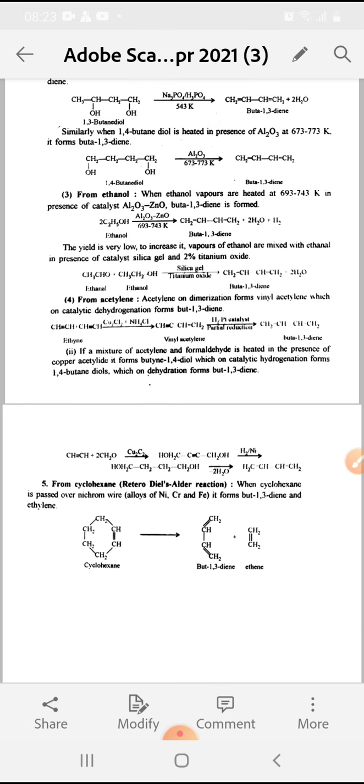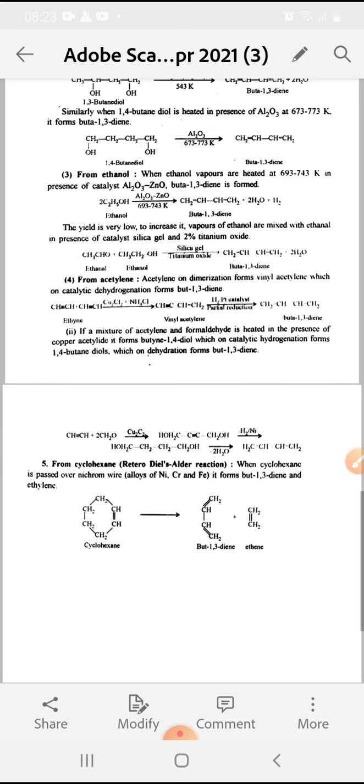Acetylene on dimerization forms vinyl acetylene, which on catalytic dehydrogenation forms buta-1,3-diene. So here we see that acetylene on reaction with Cu2Cl2 and NH4Cl forms vinyl acetylene, and this vinyl acetylene undergoes partial reduction in the presence of hydrogen and platinum catalyst and gives buta-1,3-diene.